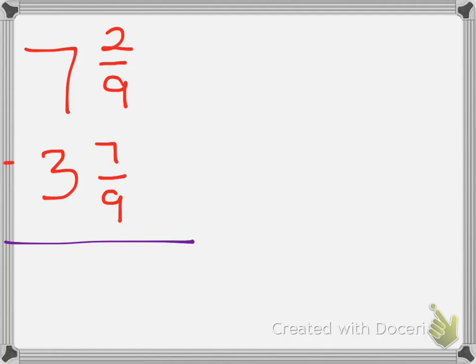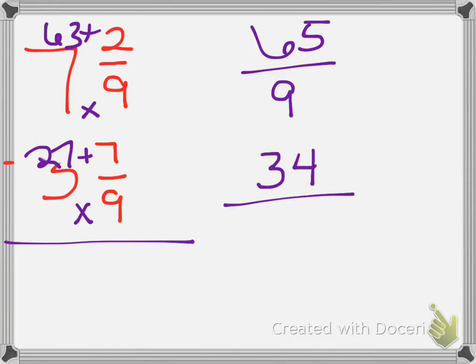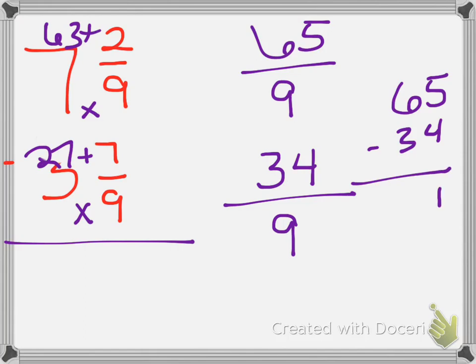We have 7 times 9, which is 63, plus 2 gives me 65 over 9. 9 times 3 is 27. Plus 7 gives me 34. Nice. I cut off to the side, do 65 minus 34. 1 and 3, so I have 31 ninths.